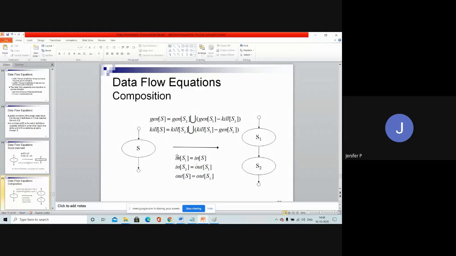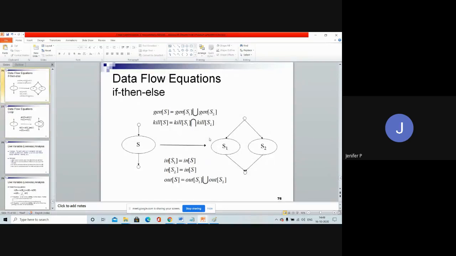And the next, in of S1 is equal to the entry point. The entry point of S1 is the entry point of S. Then in of S2: what is this point? It is the out of S1. So in of S2 is equal to out of S1. And out of S is the out of S2. So in of S1 is equal to in of S, in of S2 is equal to out of S1, and out of S is equal to out of S2. This is the data flow equations for this set of statements.